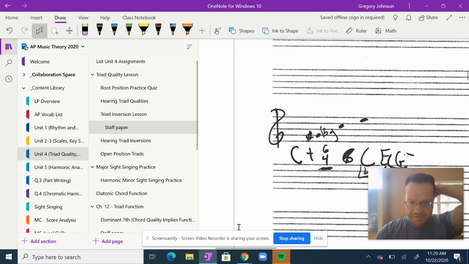Okay, so hopefully that gives you at least some clarity on triad inversions, and we'll do some more practice and review of these on Monday when we come back.